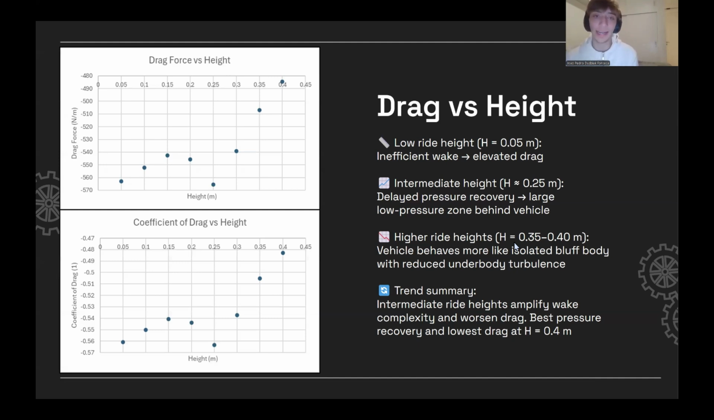Then for the higher ride heights, you can see the lowest drag levels in the whole parametric sweep. This could be because of the underbody flow being weakened and thus leading to less strong vortex formations, and just improved flow reattachment at the back. Also, the body is acting almost as an isolated bluff body and is not as impacted by the ground, which reduces the turbulence in the underbody and thus reduces the drag.